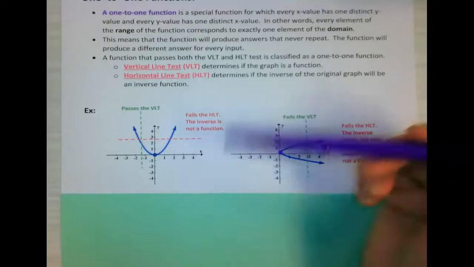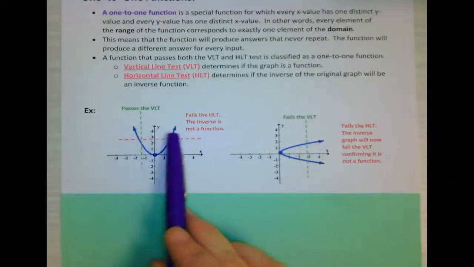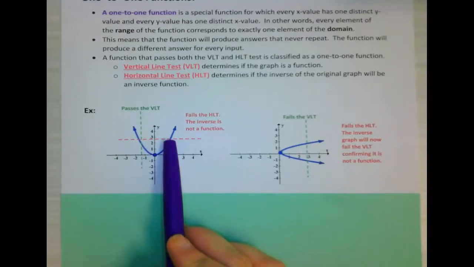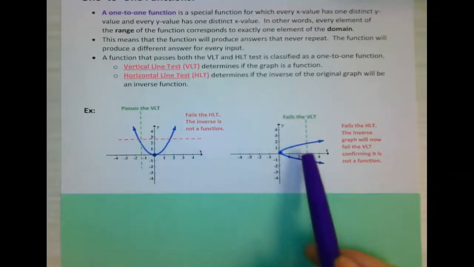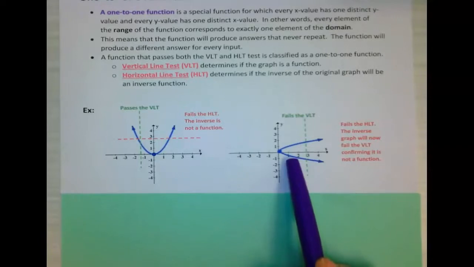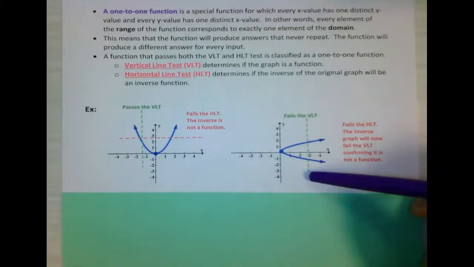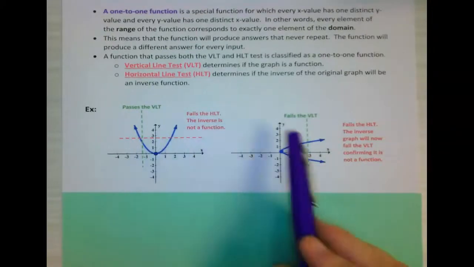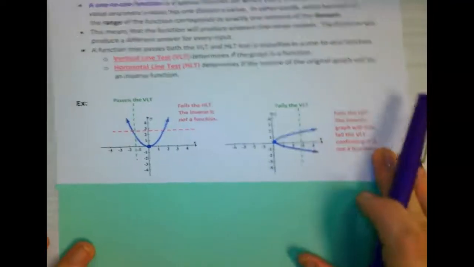All right, so now if I start drawing horizontal lines across it right here, can you see that it intersects twice? That means it fails the horizontal line test. If it fails the horizontal line test, when we invert this and look at what the inverse would look like, we can see the inverse would fail the vertical line test. So by knowing that the original fails the horizontal line test, we know that when we invert it without any restrictions, it would fail the vertical line test, and this inverse would not be a function.